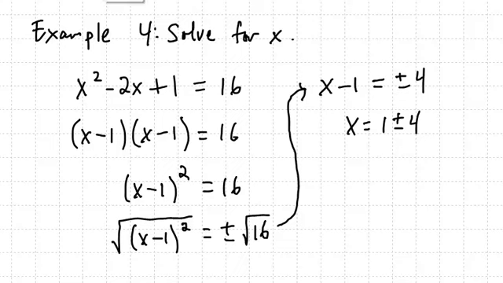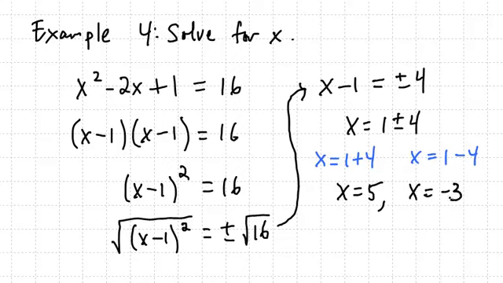And remember that we said that this expression means x equals 1 plus 4, and it also means x equals 1 minus 4. So knowing that, x could be 5, and x could be −3. So the solutions to x² − 2x + 1 = 16 are 5 and −3.